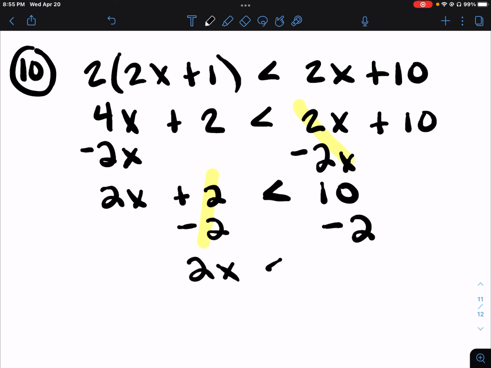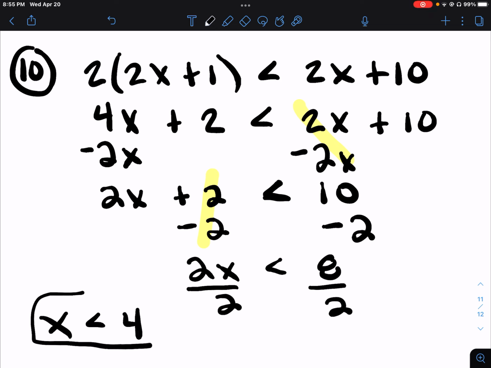Adding and subtracting, it stays the same. So I get 2x is less than 8. I need to divide by 2 on both sides. So I get x is less than 4. I divided by a positive, so that symbol stayed the same.